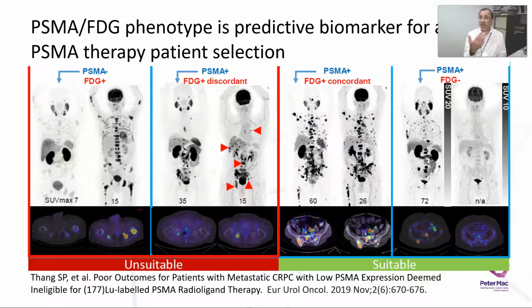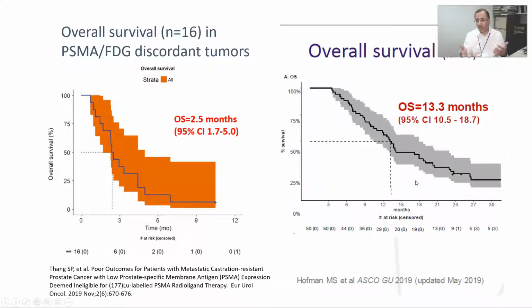This patient is highly unsuitable for anti-PSMA directed therapy, whereas this patient here, who has concordant elevated PSMA and an elevated FDG PET, is very suitable. And you can see on the right-hand side a man who has lots of avid disease on the PSMA PET but is negative on the FDG PET. This man would also be suitable, and you can show that by looking at the overall survival curves. Patients who are unsuitable live for shorter periods of time. Patients who are suitable live for 10 months more.